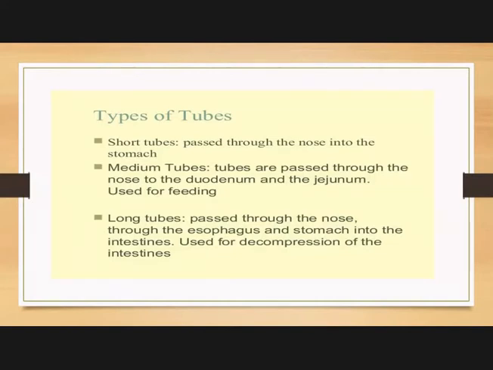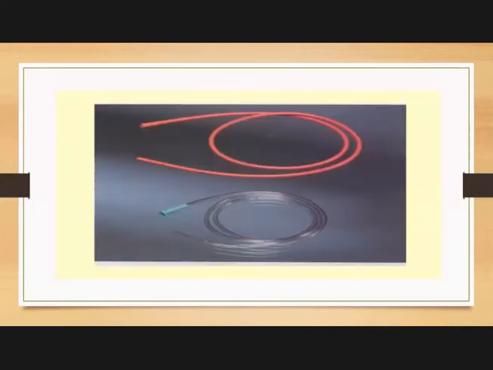and jejunum. They are most commonly used for the purpose of feeding. Long tubes pass through the nose, through the esophagus and stomach into the intestine. They are used for the decompression of the intestine. These are the tube pictures.